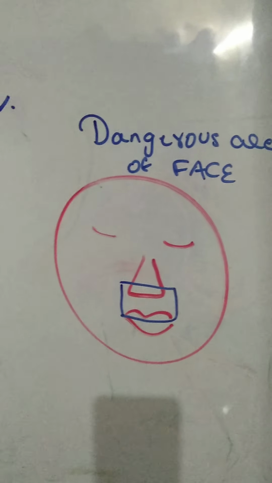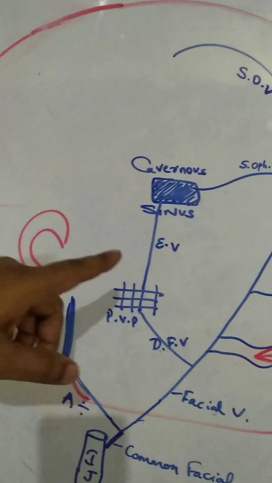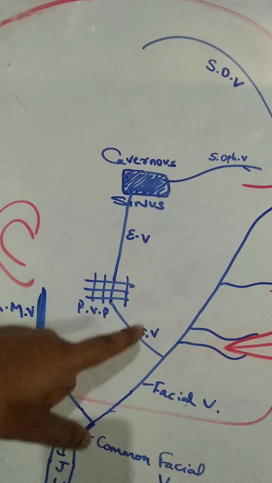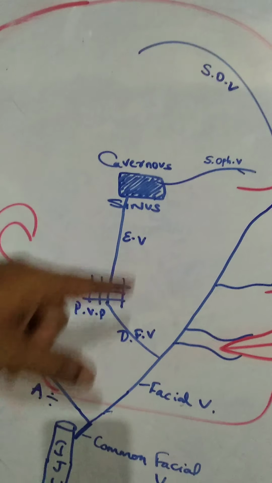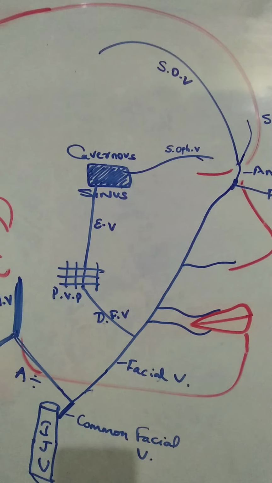of face, because infection of this area can result in spread of infection to the brain and meninges via this set of veins. All these veins are valveless: facial vein, deep facial vein, pterygoid venous plexus, emissary vein, ultimately to cavernous sinus, thereby causing meningitis and encephalitis.